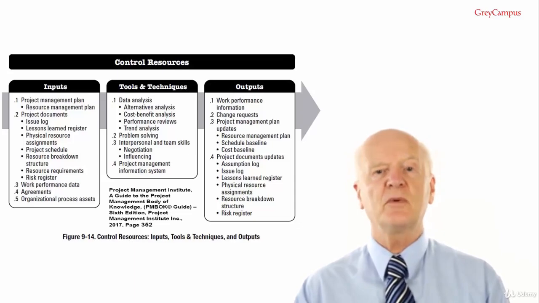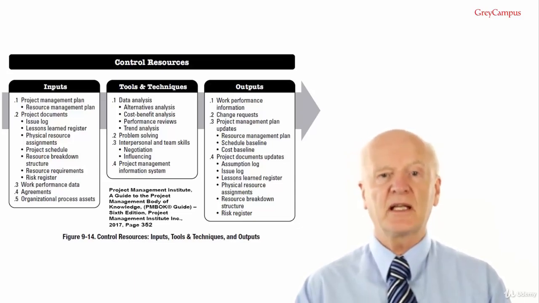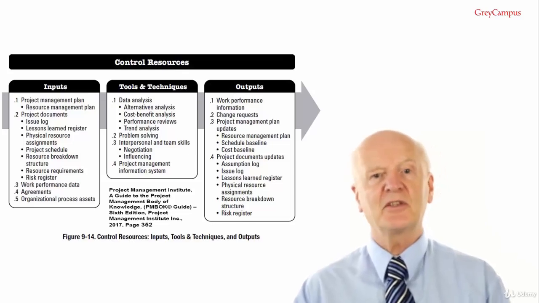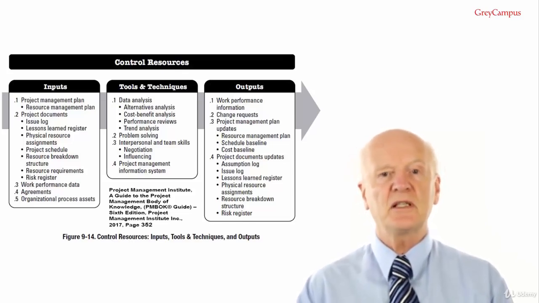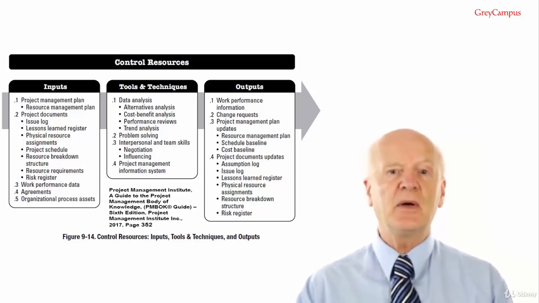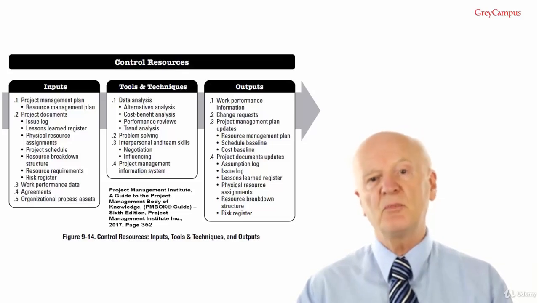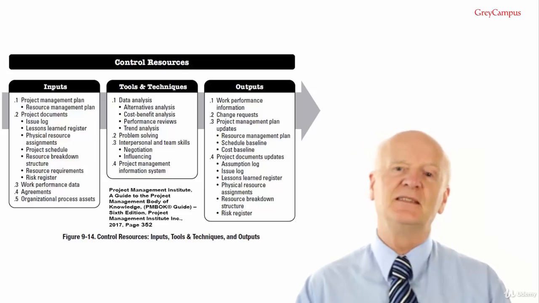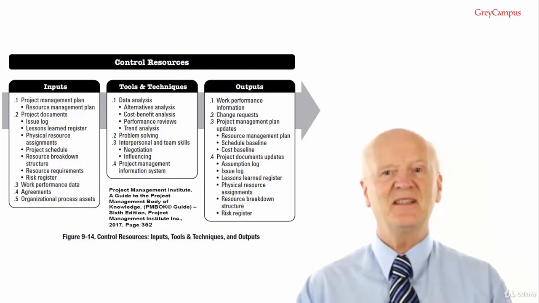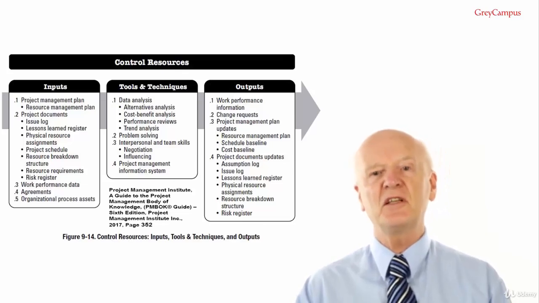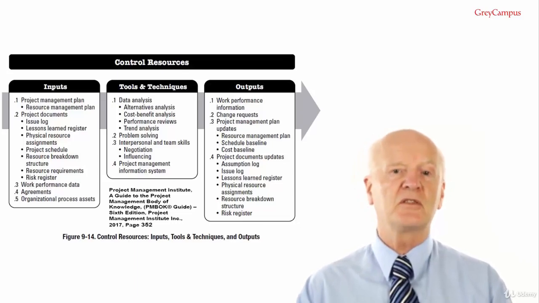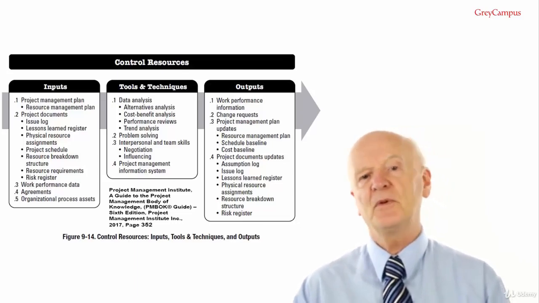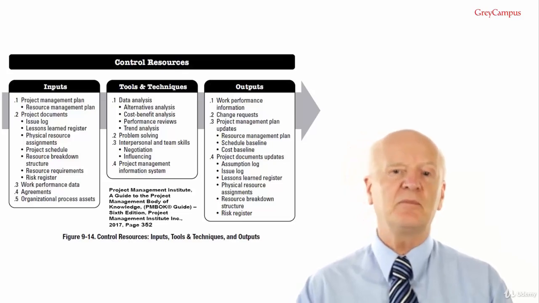Output number 2, change requests. When change requests occur as a result of carrying out the control resources process, or when recommended corrective or preventative actions impact any of the components of the project management plan or the project documents, guess what has to happen? That's right, the project manager needs to submit a change request for review and action through the Perform Integrated Change Control process. Output number 3, project management plan updates.